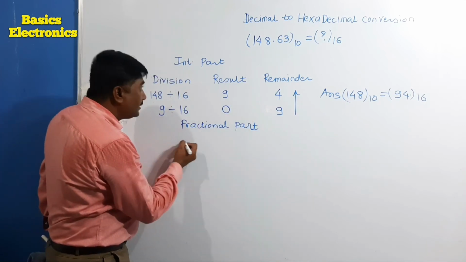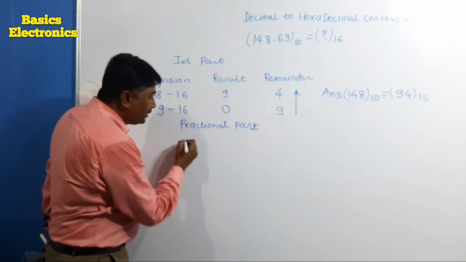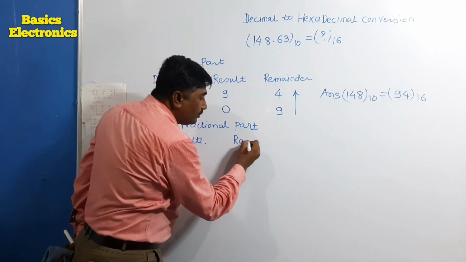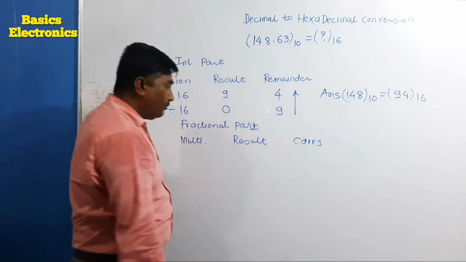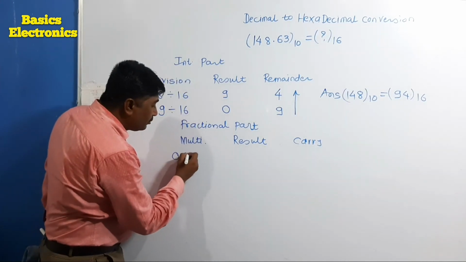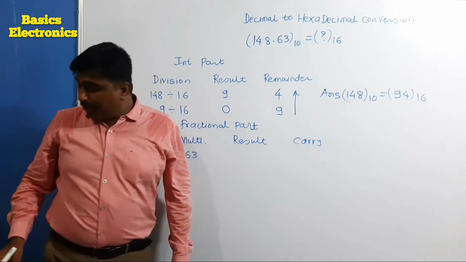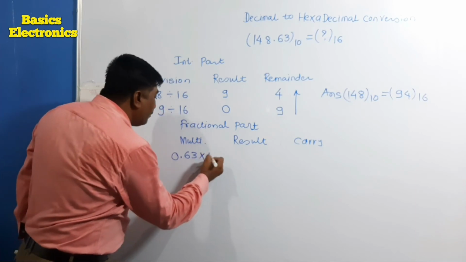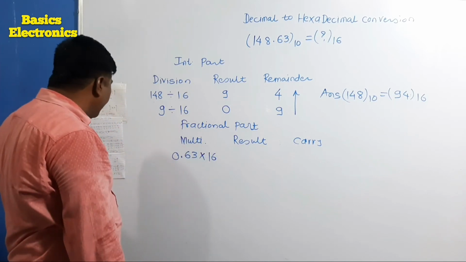Okay, so here we solve the fractional part. The fractional part is 0.63. What do we do? We again make three columns. The first column is for multiplication, the second column is for result, and the third column is for writing the carry. So we write down 0.63 here. We multiply this 0.63 by 16.